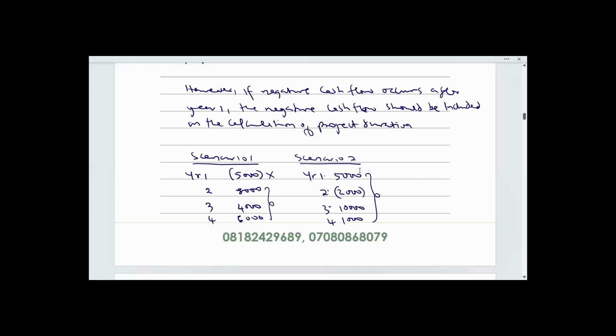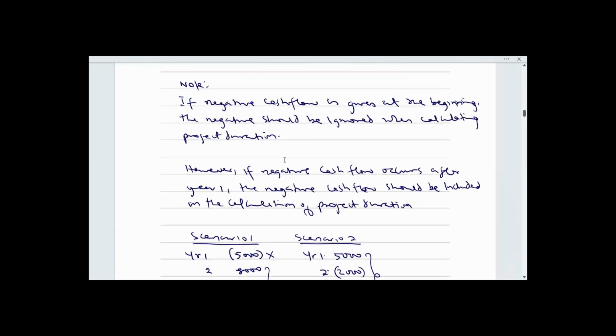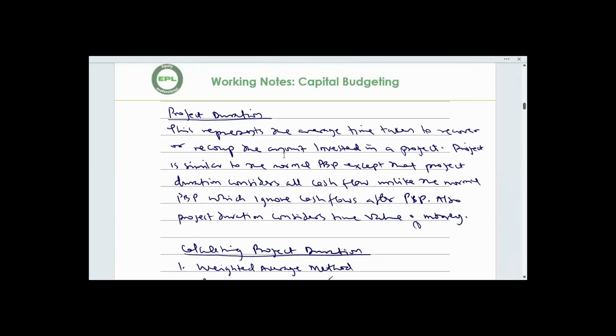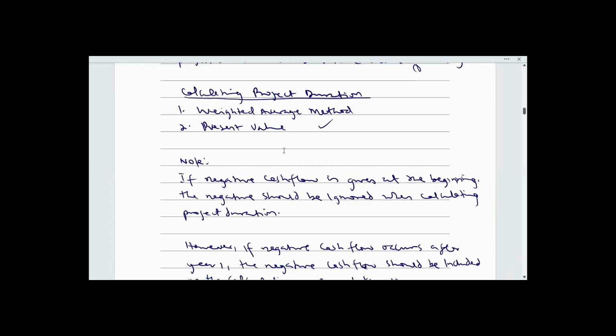So the next thing we want to do now is for me to demonstrate for you how to calculate project duration using the weighted average method as well as the present value method.